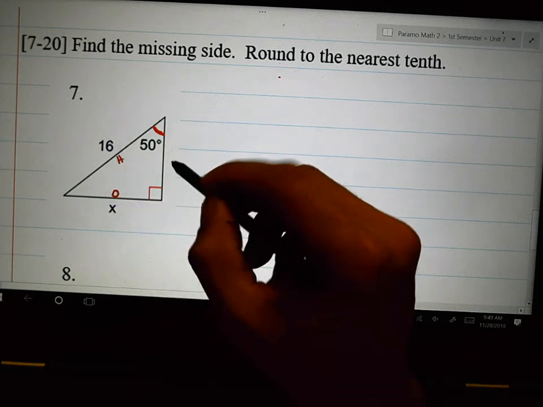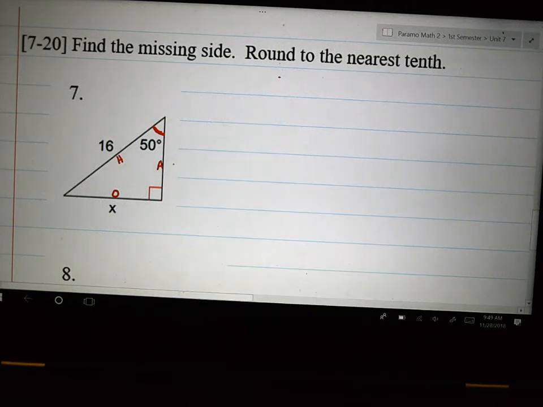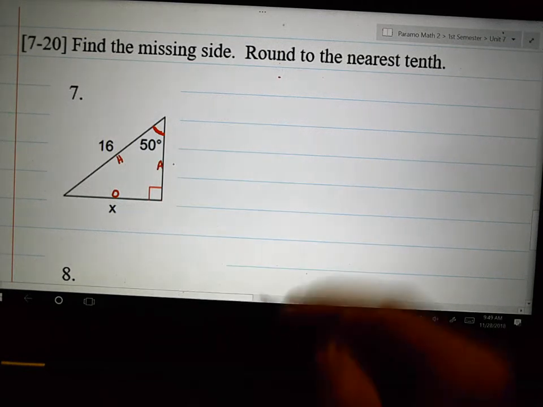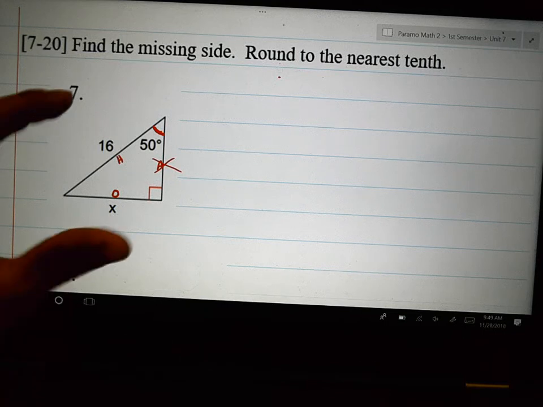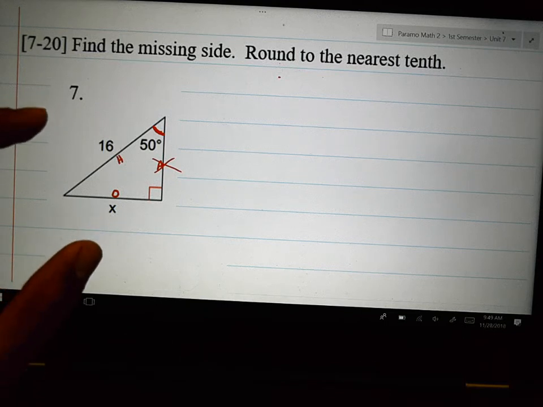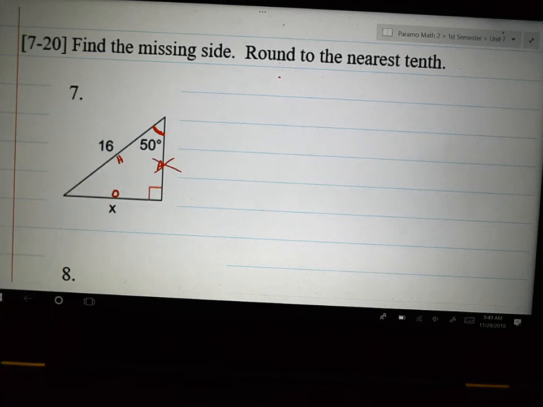And then guess what? The A is over here, but there's nothing next to it. You're not going to use it. Why don't you use the A? Because there's no number next to it. What does that mean? That means that we need to use the function that deals with the O and the H. We're going to have to choose. Do I use SOH? Do I use CAH? Do I use TOA? And you guys think we use which one?